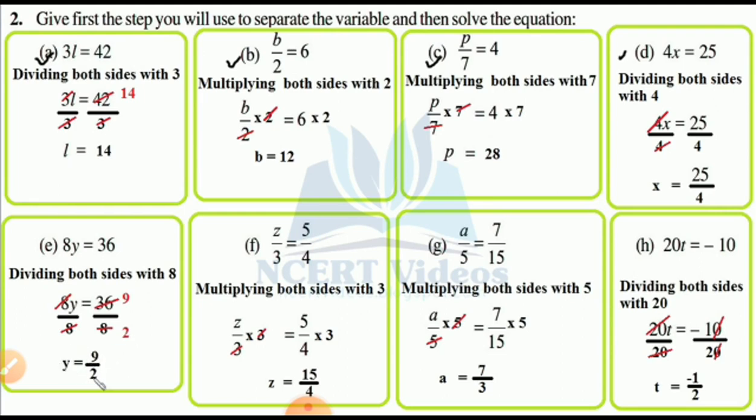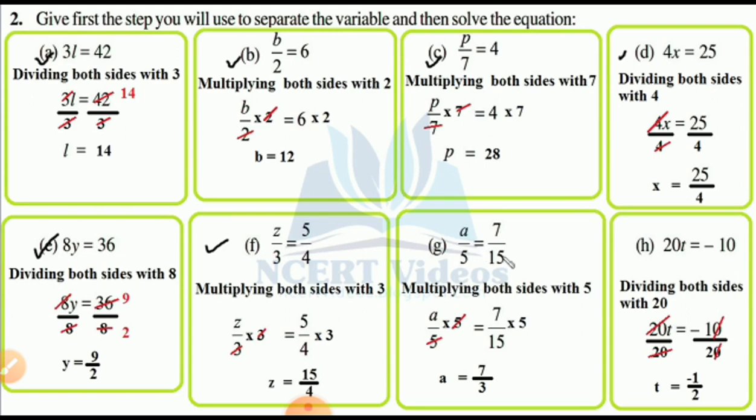Dividing both sides with 8. Because 8 is in multiplication, opposite of multiply is divide. Or you can remember it this way: addition, the opposite is subtraction; subtraction, the opposite is addition. Multiply, divide; divide, then multiply. Yes, only that thing you should remember. You will find your solutions very easily. Correct.